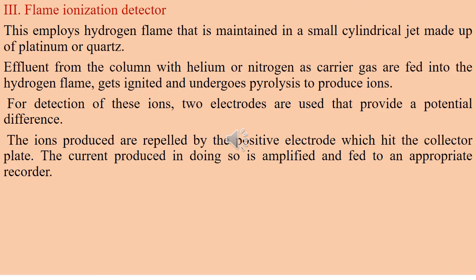For detection of these ions, two electrodes are used that provide a potential difference. The ions produced are repelled by the positive electrode and hit the collector plate, and the current produced in doing so is amplified and fed into an appropriate recorder.